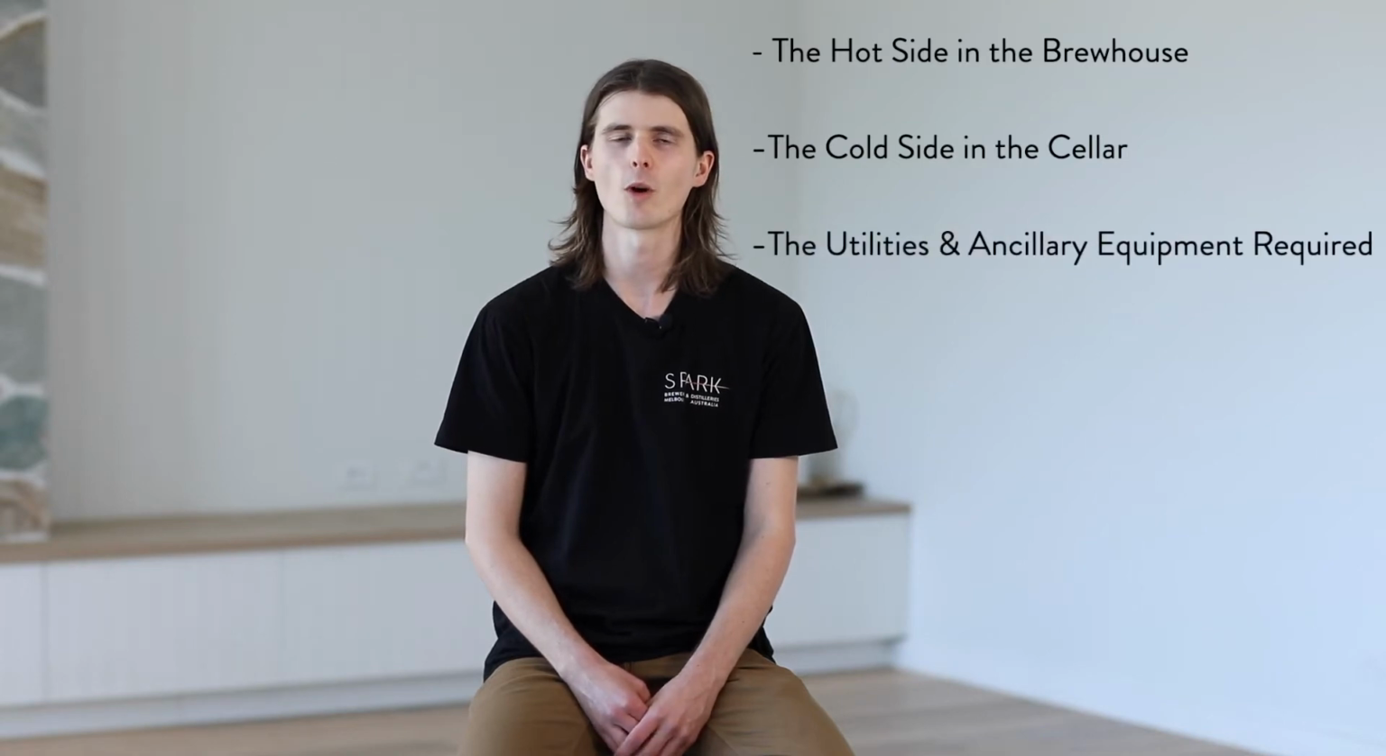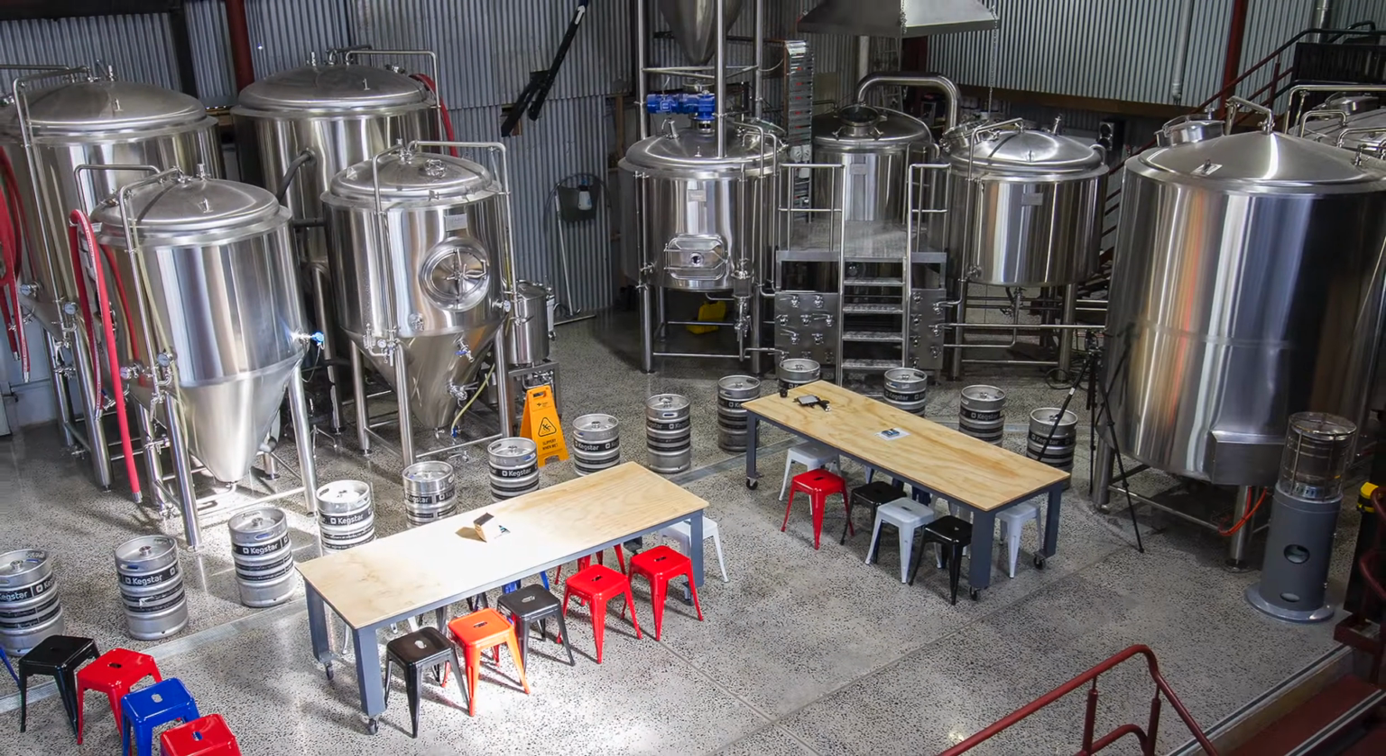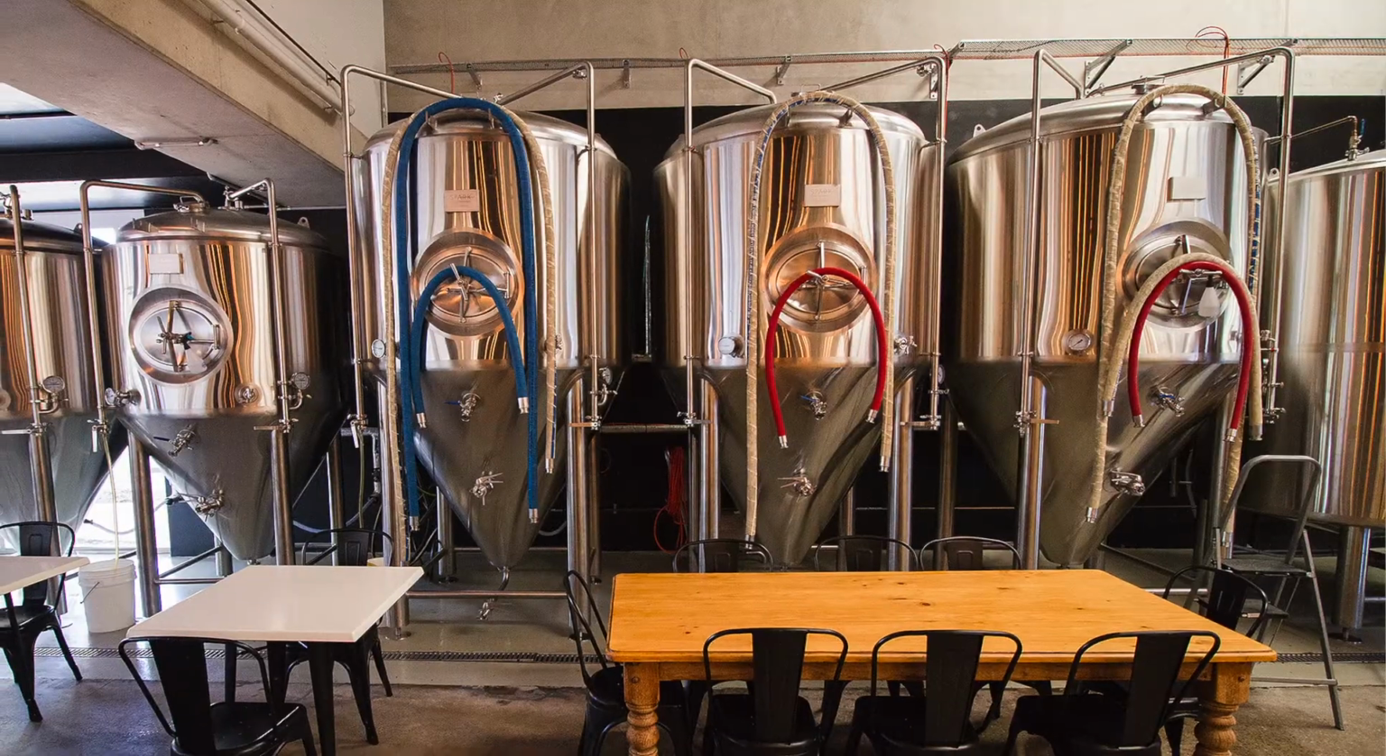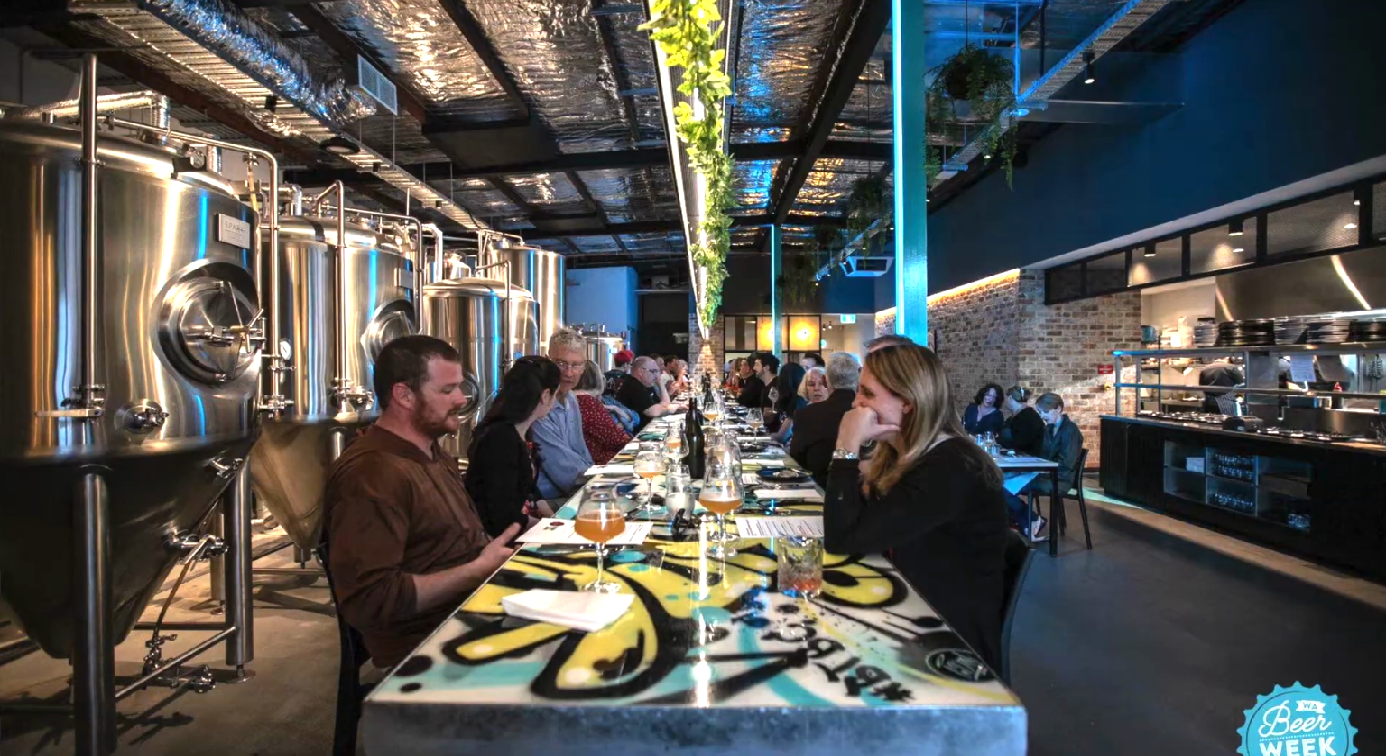I have broken up the brewery into 3 sections: the hot side in the brewhouse, the cold side in the cellar, and the utilities and ancillary equipment required for brewing. I will then finish it off by putting all this info together into a functional brewery and venue layout and show you some examples. Let's get started with video 1 of this module.